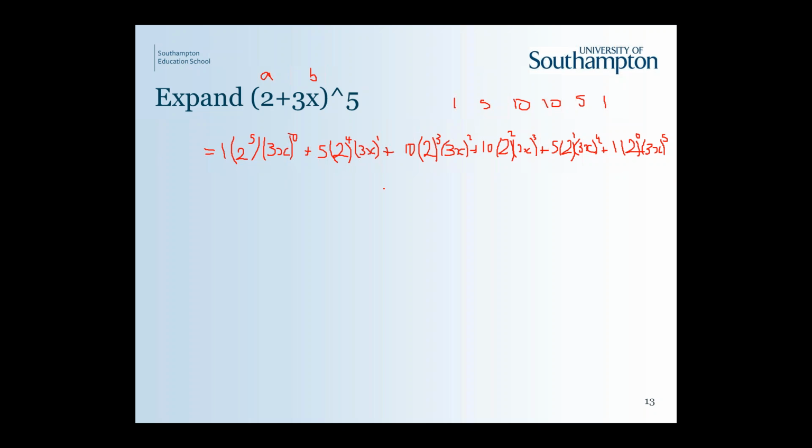Do you understand what I've done? Is there anyone who's wondering what on earth I'm doing? So if the power was, I don't know, 15, would you have to write out Pascal's triangle to 15 rows?